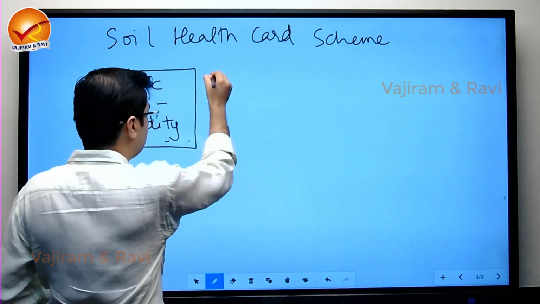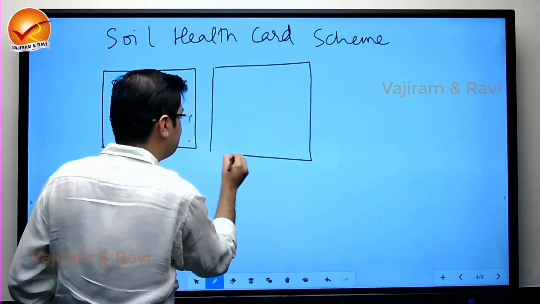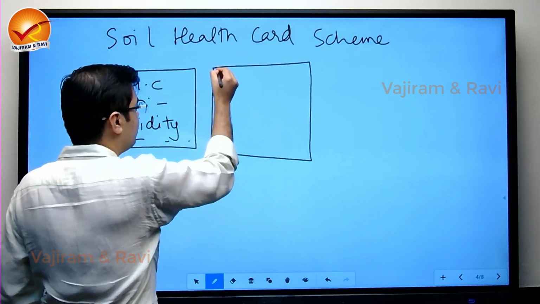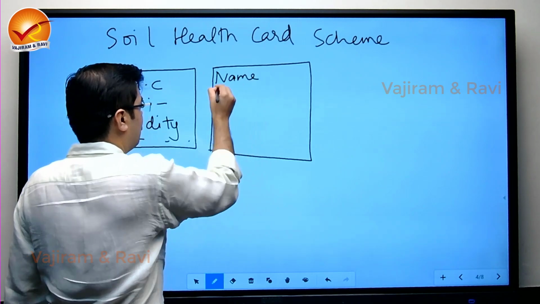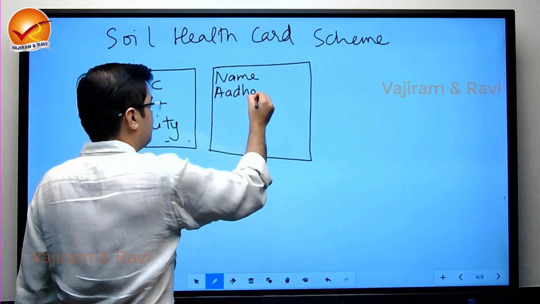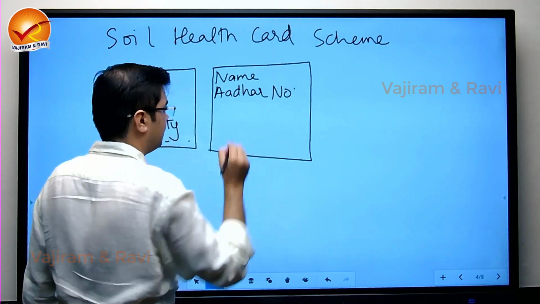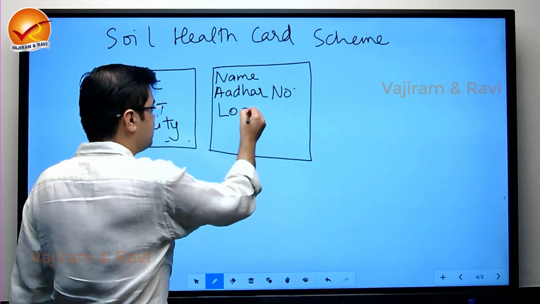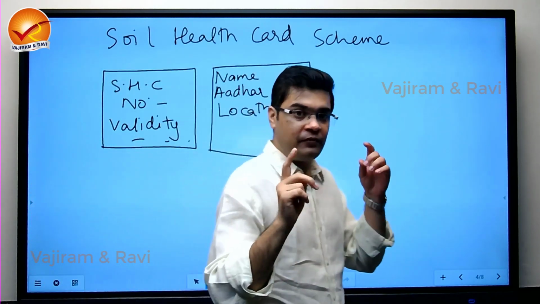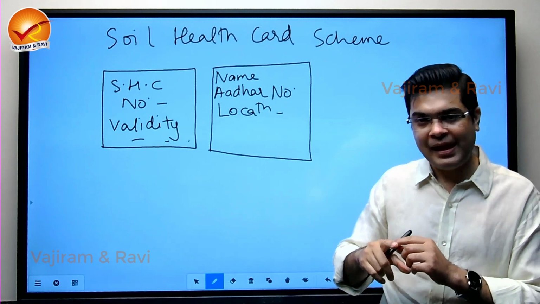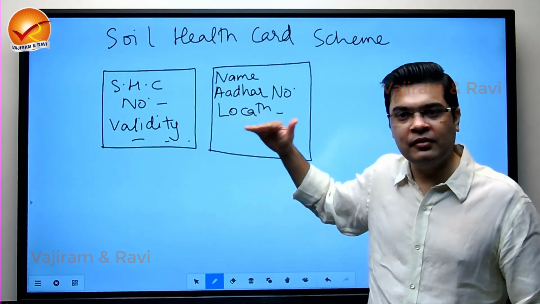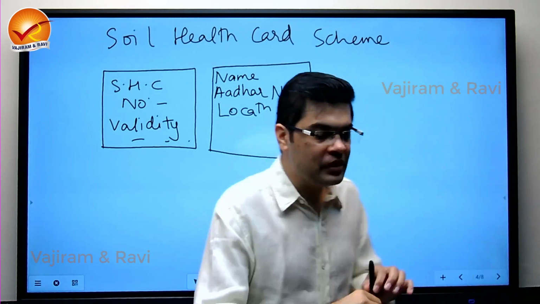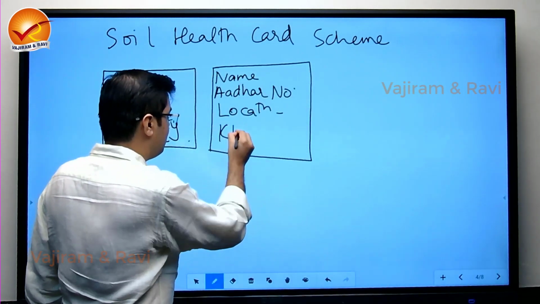Then we have a page that mentions about the details of the farmer and his field. That is name of the farmer, Aadhaar number of the farmer. It would mention about the location of the farmer's field. That is both geographical location, latitude, longitude, as well as the district, the village, the state where the field is located. It would mention about the khasra number as well.